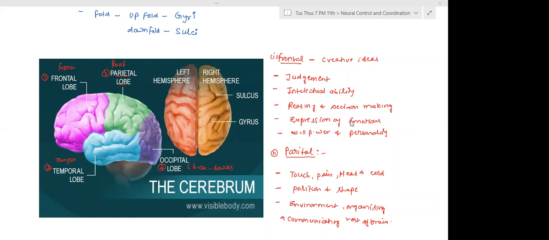Expression of emotion: those people who express their emotions, they are the artists and all that. These are very artistic people, this frontal part is very developed. Willpower and personality. So your willpower and personality is also determined by this part.